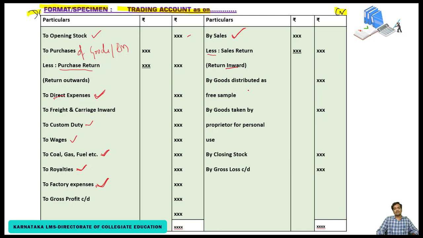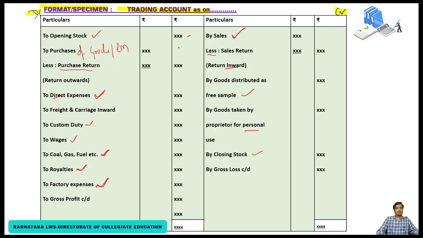And next thing is, if any goods are distributed as free samples, that must be recorded here. And goods taken by the proprietor for personal use, any drawings, whatever goods the proprietor has used for personal use, must be recorded over here. And most importantly, closing stock, that means the stock which is left at the end of the accounting year, or the stock which is available at the end of the accounting year, must be recorded here as closing stock.